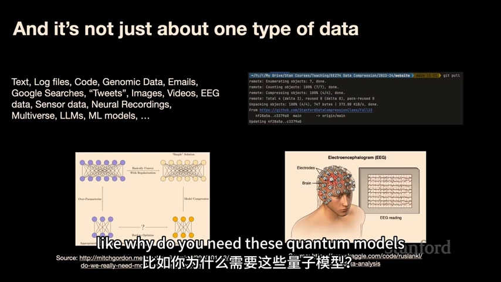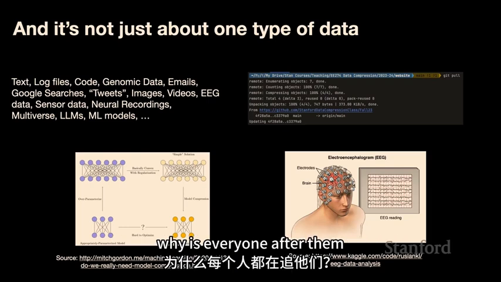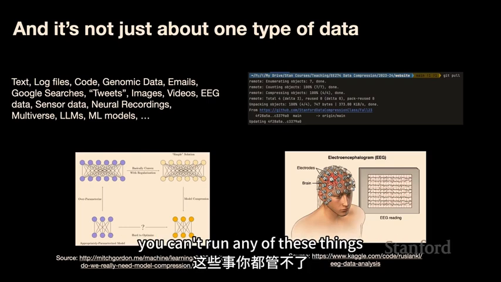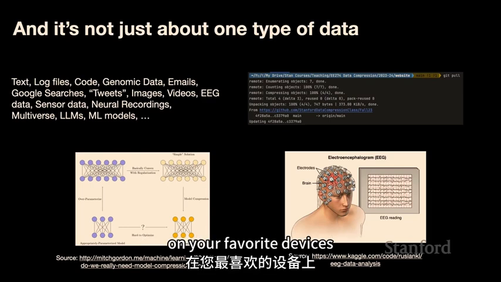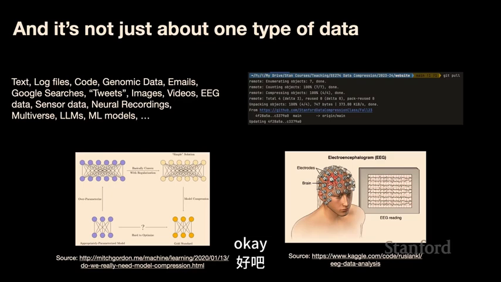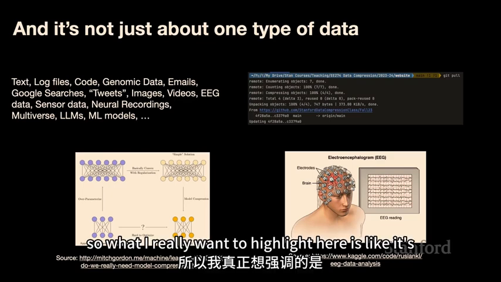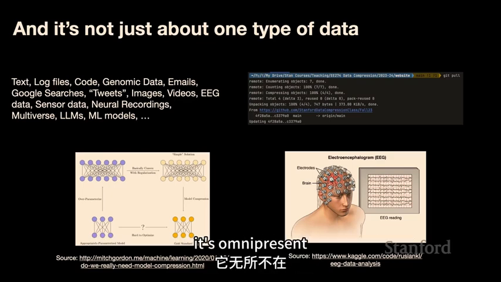Like, why do you need these quantized models? Why is everyone after them? Because unless you do that, you can't run any of these things on your favorite devices. Okay? So what I really want to highlight here is that it's omnipresent.